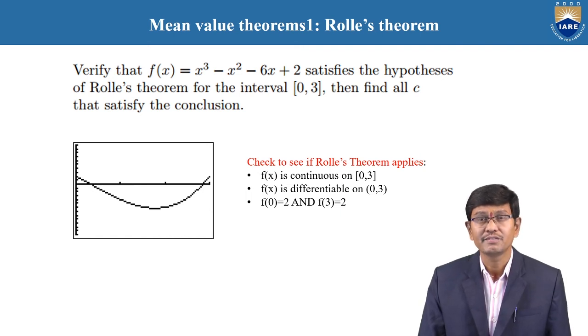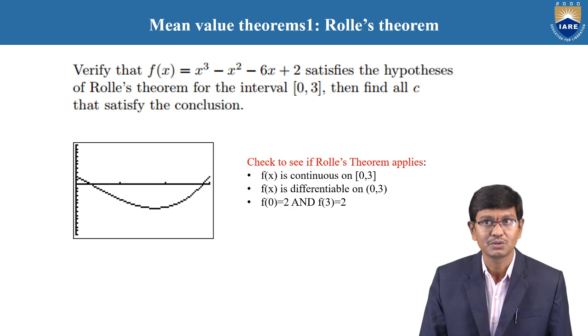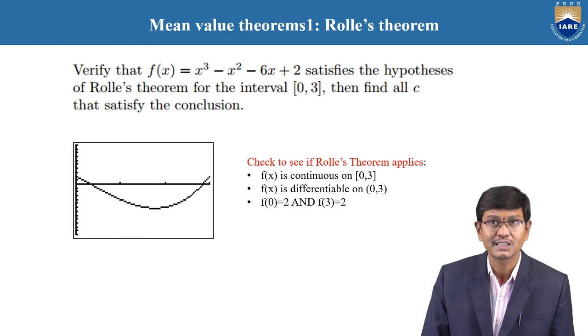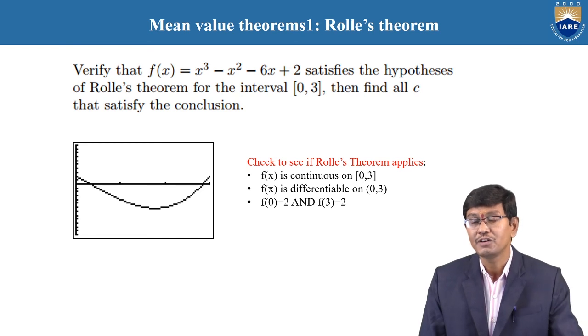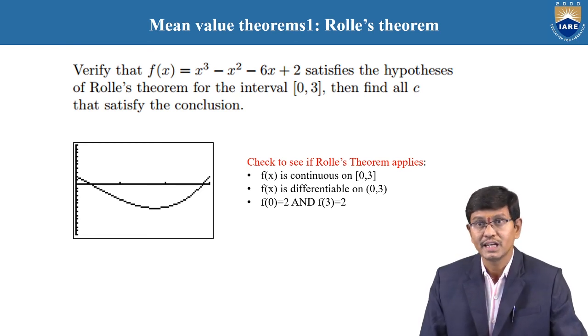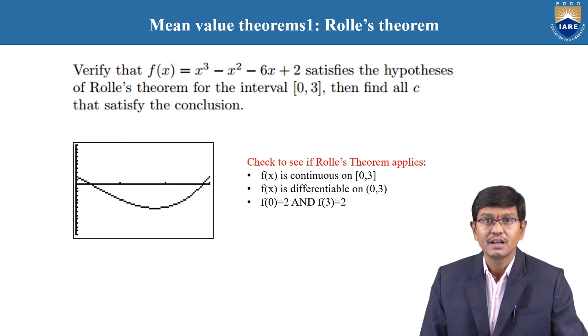Next one, verify whether f of x is equal to x cube minus x square minus 6x plus 2 satisfies the hypothesis of Rolle's theorem for the interval 0 comma 3. Then find all the values of c that satisfy the conclusion. Here, first of all, we need to check that Rolle's theorem applies. The first one is that f of x is clearly continuous, because the given function is a polynomial function. Based on the property that every polynomial function is continuous in the closed interval 0 comma 3, and again the differentiability is also satisfied by applying the derivative. It also exists. Therefore, in the interval 0 comma 3, differentiability exists.